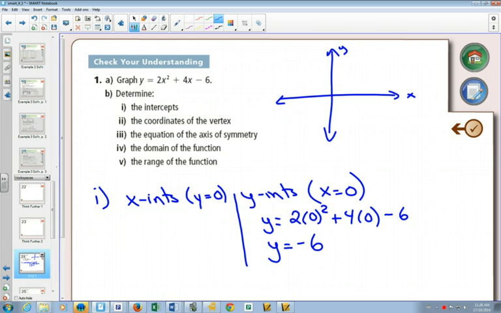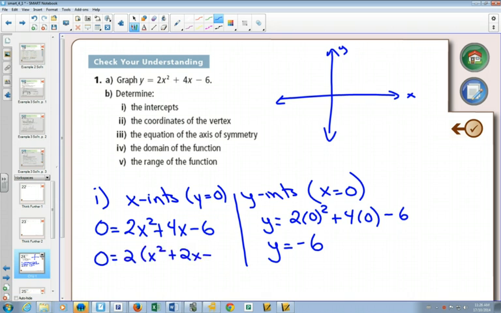Now the x-intercepts are going to be a little bit harder because when you put in 0 for y, we get our whole last unit. How do we solve this quadratic equation? It's already equal to 0, without a calculator. No, you can't go to apps. You can first take out a greatest common factor of 2. Good. x squared plus 2x minus 3.